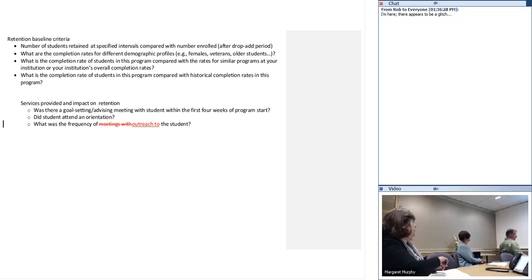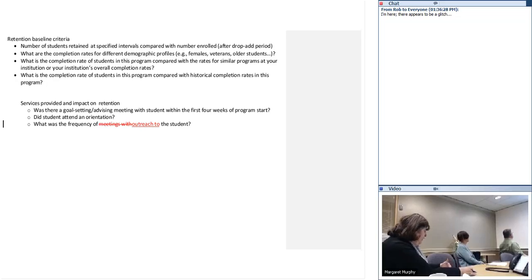And so I'll just read through them to remind everybody what we talked about last time. Our baseline criteria were the number of students retained at specified intervals compared with the number enrolled after the drop add period. Then looking at completion rates for different demographic profiles, such as females, veterans, elder students. Then looking at completion rates of students in your program compared with rates for similar programs at the institution, or the institution's overall completion rates. And then completion rates of students in this program compared with historical completion rates in the program. So those all seem to be just fine.